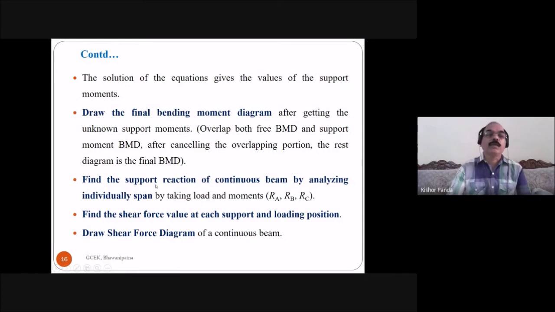Then what you have to do? You have to find out the support reactions of the continuous beam by analyzing each span individually. By analyzing the individual span and taking the loads and the moments, you have to find out the reactions. Then after getting these reactions, you have to find out the shear force value at each support and loading position. So at different positions, you have to find out the shear force value. Then after getting the shear force, you can draw the shear force diagram of the continuous beam.